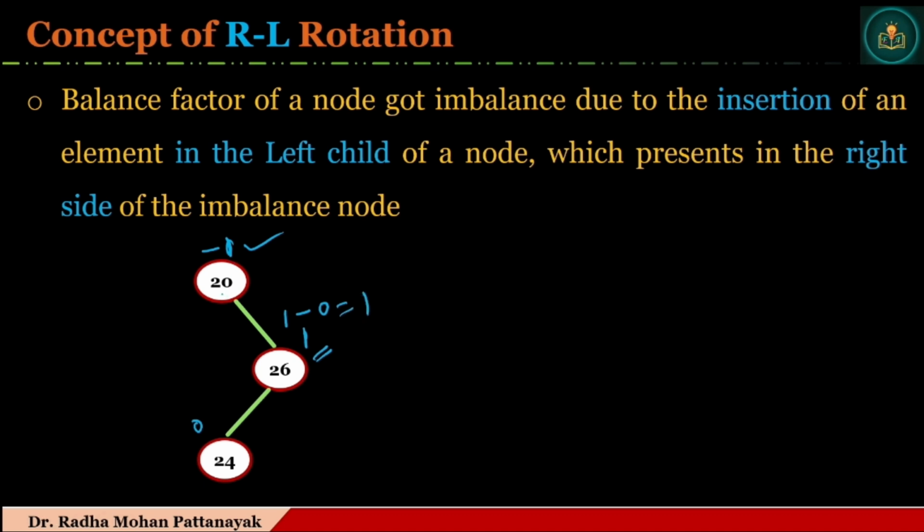Similarly, what is the balance factor of 20? The left height is 0, right height is 2. 0 minus 2 equals minus 2. Now, after insertion of 24, 20 got imbalanced. So how will you decide what type of rotation? Just check on which side of 20 the 24 is present. That is right and left, right? That's why the rotation is called right-left rotation.